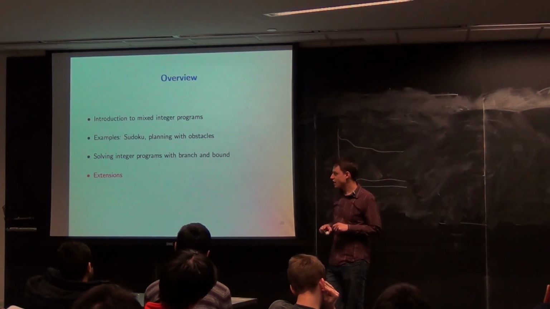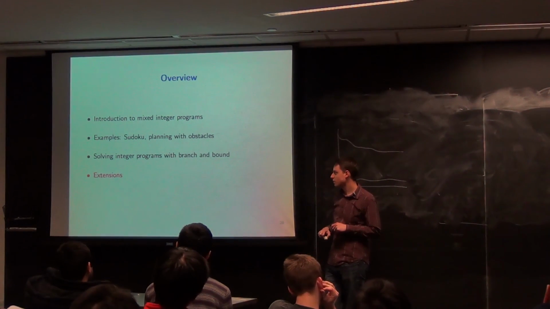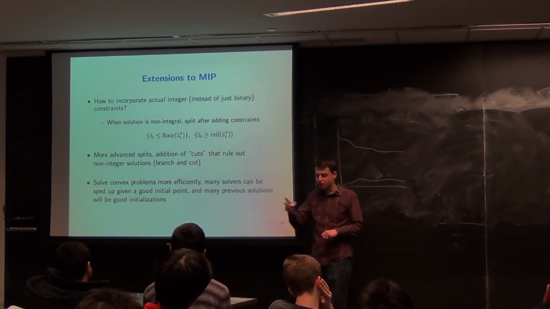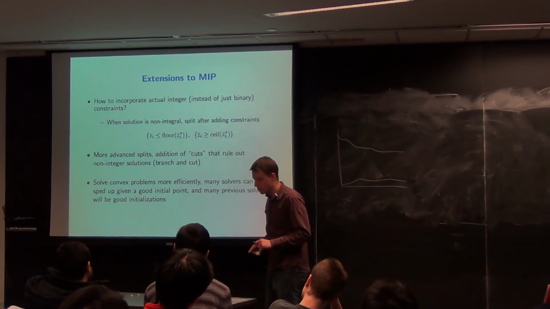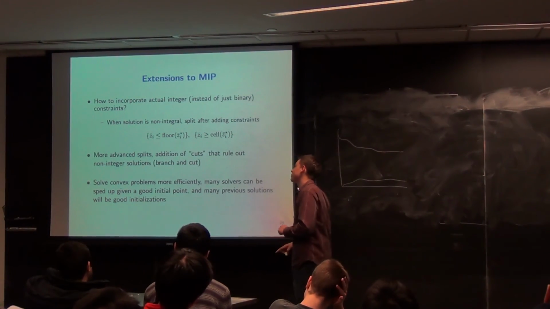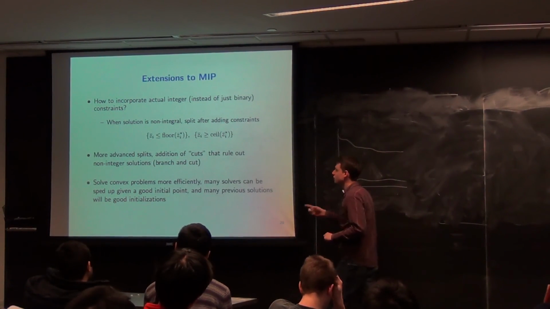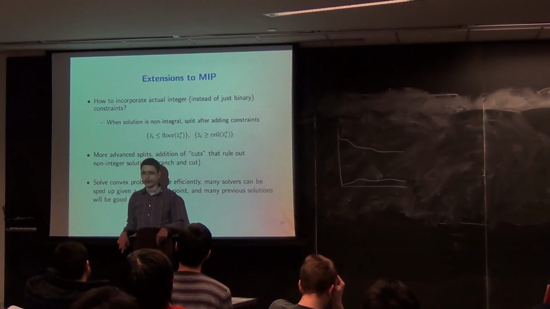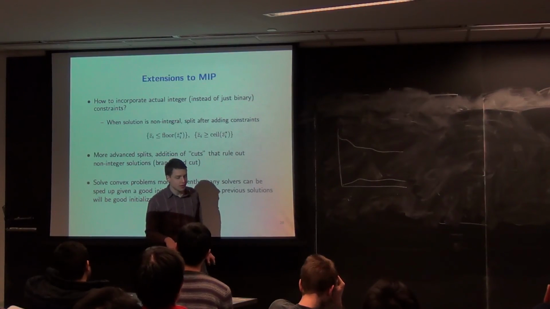Okay, so I have 2 slides left, one on extensions and then one on summing things up. So one thing that was asked, which is a great point, is how do you apply this to integer programs, not binary integer programs? Well, you do it by splitting on the floor and the ceiling of the non-integral valued variables you have.